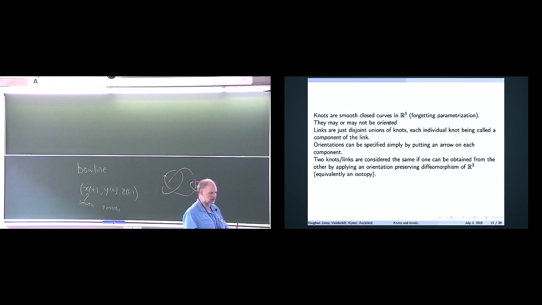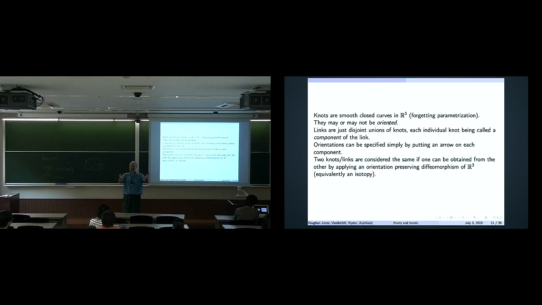So suppose I had a piece of rope, and I tied a knot in it, then I could look at it like that. That's the knot. But then I could also throw it up in the air and catch it. It would look quite different, but it's the same knot, right? That process of throwing it up in the air and catching it, that's an isotopy. So that's what we mean.